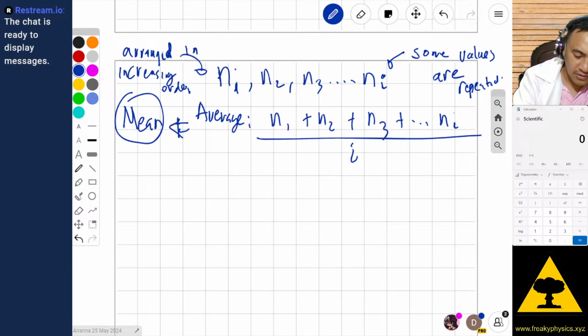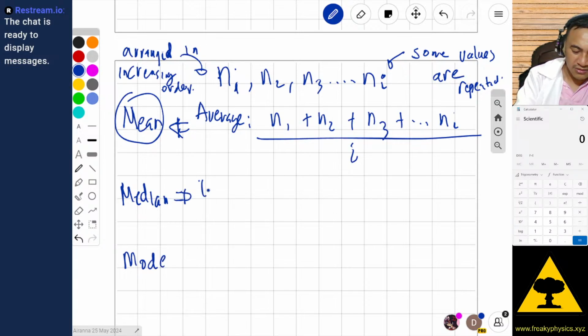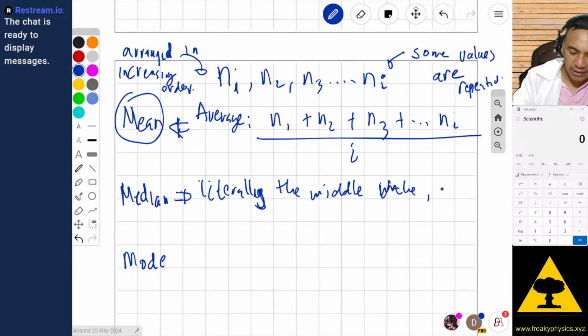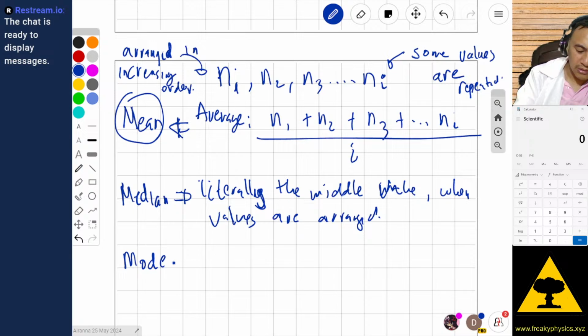Now, there are three ways to get some sort of meaning with these things. The first one is the mean, the second one is the median, and the third one is the mode. The median is literally the middlemost value when the values are arranged. And the mode is the most frequent value.